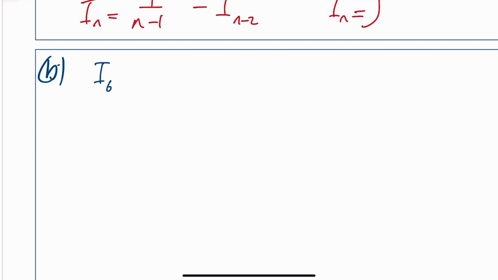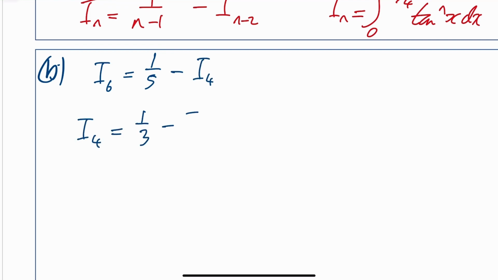Okay, last thing for this one, I got through that a lot quicker than I thought I would. We have to find I6. So let me just write down my reduction formula again, that we have it above here. So my reduction formula we found was In was equal to 1 over n minus 1 minus I n minus 2. And also the original thing was In, and we might need this, is equal to the integral from 0 to pi over 4 of tan to the power of n of x dx. So I6 then would be equal to 1 over 5 minus I4. We can then work out I4 is going to be 1 over 3 minus I2.